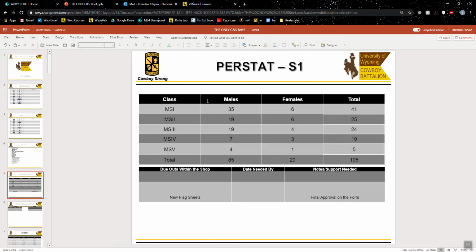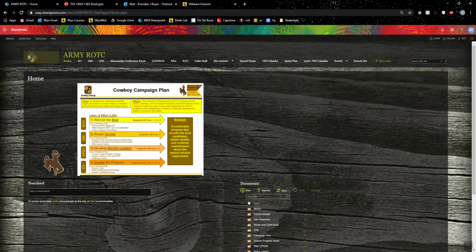Honestly, no one even really notices or cares about this. It hasn't been right in a while. But you want this updated at least at the beginning of the year, and then stay on top of it because it can be really important to see who's actually in the battalion. To get the info, you're going to go to the MS4 SharePoint.